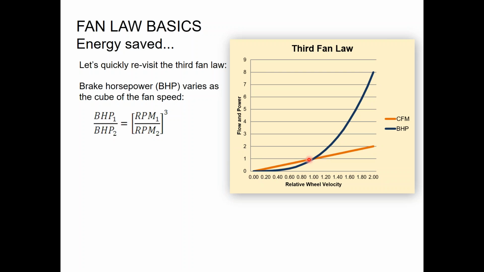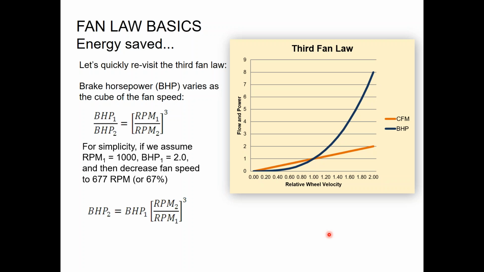It goes from 20,000 CFM down to 10,000 CFM, cuts it in half when I cut the RPM in half. But the brake horsepower went from, in this case, we'll just say it's 8 horsepower, even though that's not what this chart was indicating. It goes from 8 down to 1, right? It goes down to 1/8, which is pretty big, right?